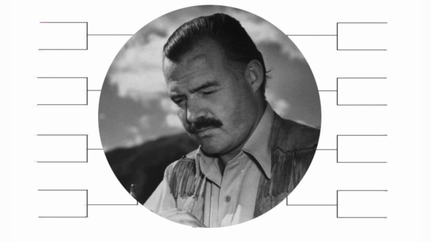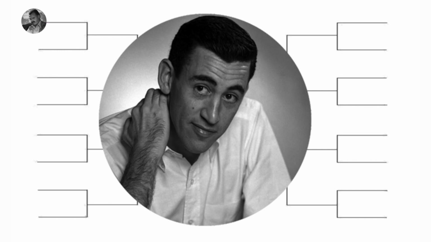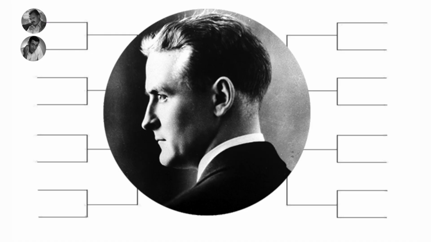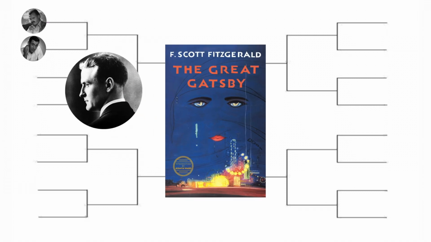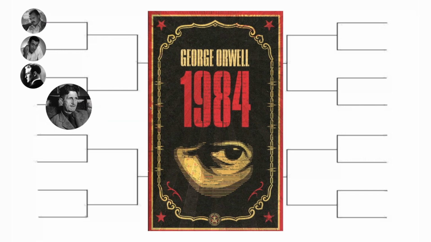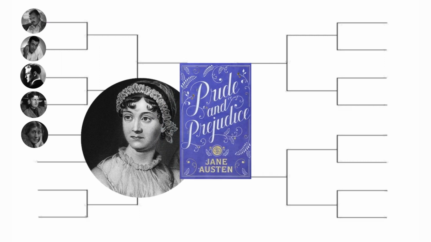Let's introduce our competitors. First off, I consider him to be one of the favorites of this competition, Ernest Hemingway. The book representing him will be The Old Man and the Sea. He will be up against, in the first round, J.D. Salinger. And of course, the book representing him will be The Catcher in the Rye. Then, third, F. Scott Fitzgerald with his classic, The Great Gatsby. Next, George Orwell. He will be against Fitzgerald with his piece, 1984.